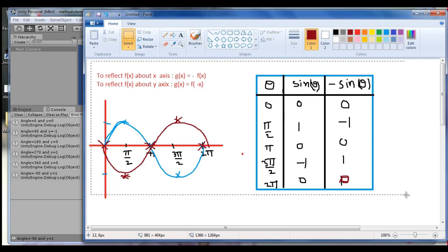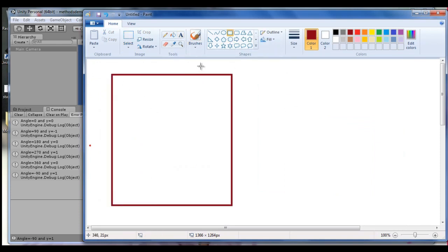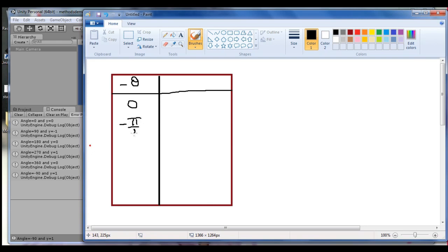Let's see that too, no problem. Now here we have a table, and this time what we need to do is negate the theta itself. For 0, we have to give -π/2. We have to give -π. That flips, right? The sign is flipped over here.